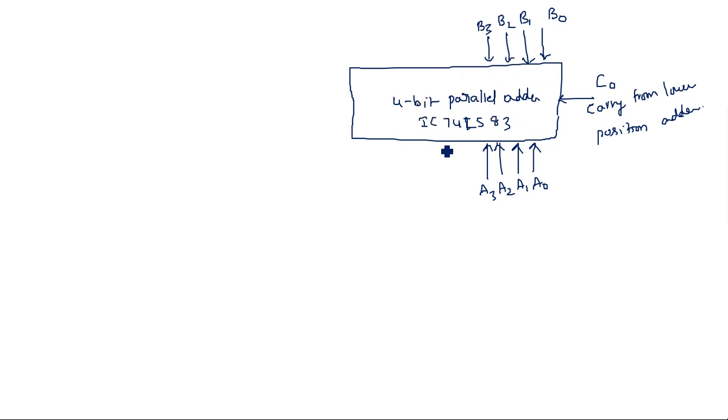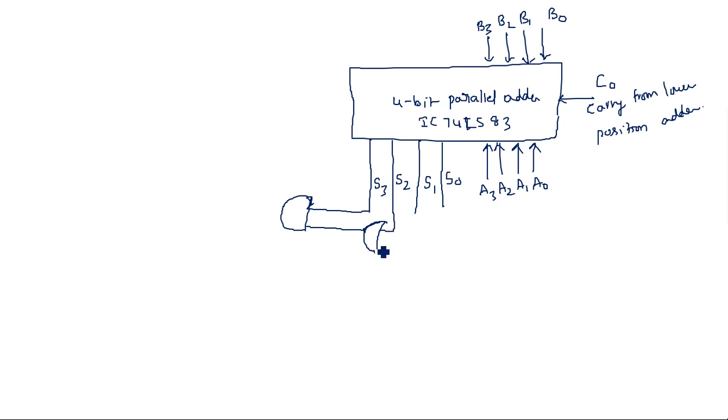Now, after adding these two, we are having the result like S0, S1, S2, S3. Now we need to check whether S3 is 1 or not. If S3 is 1, definitely it is greater than 1. Along with S3, we should also check whether either S2 or S1 is 1. So S3 should be ANDed with the OR operation between S2 and S1.